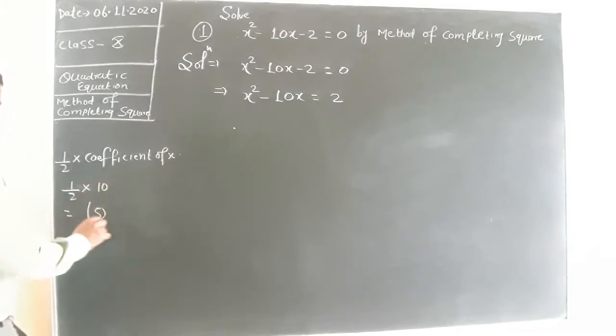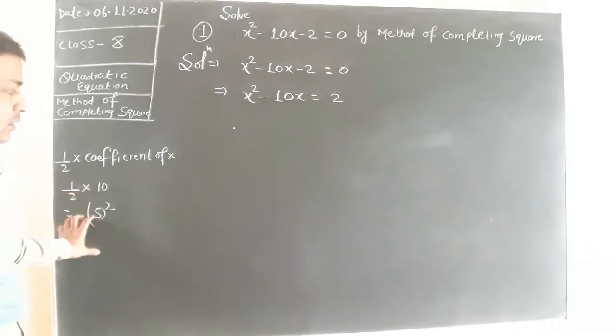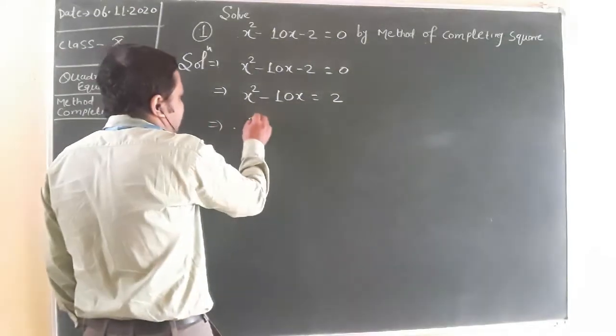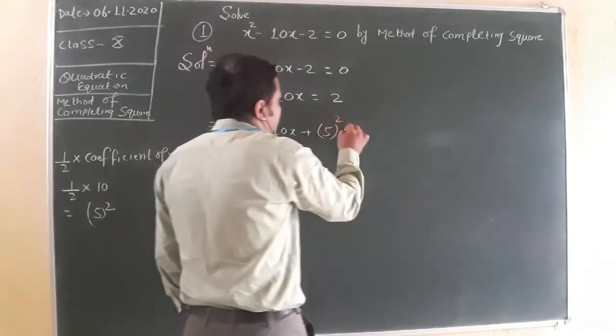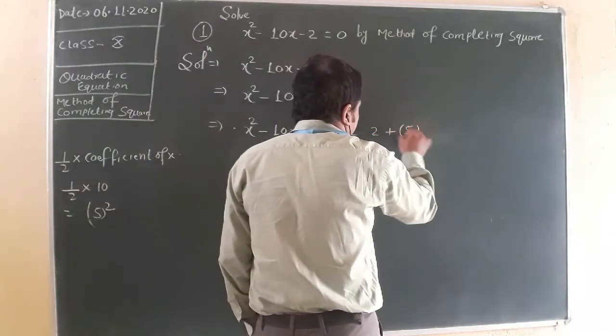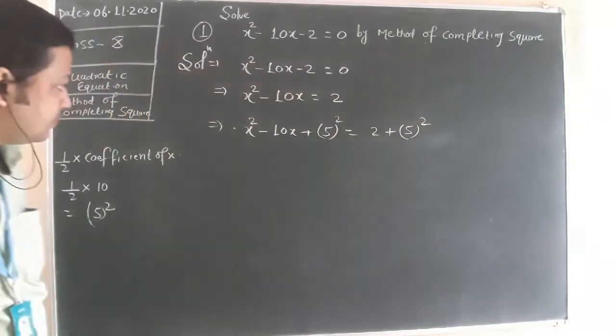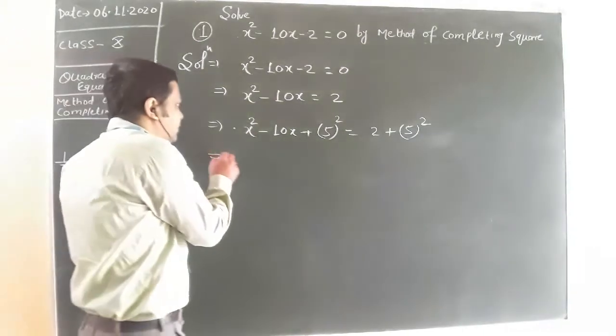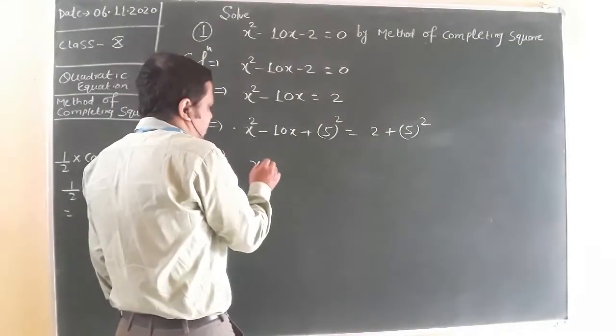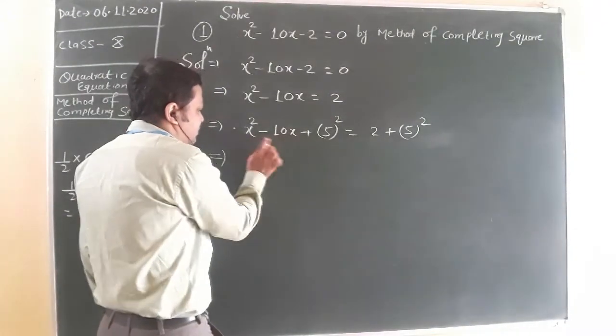Now you have to do the square of this result, the square of 5, then 5 square. Now add 5 square to both sides. x square minus 10x plus 5 square is equal to 2 plus 5 square. This is your addition. Whatever be the result, you have to do this: x square, and half of this one is 5, so 5 square.